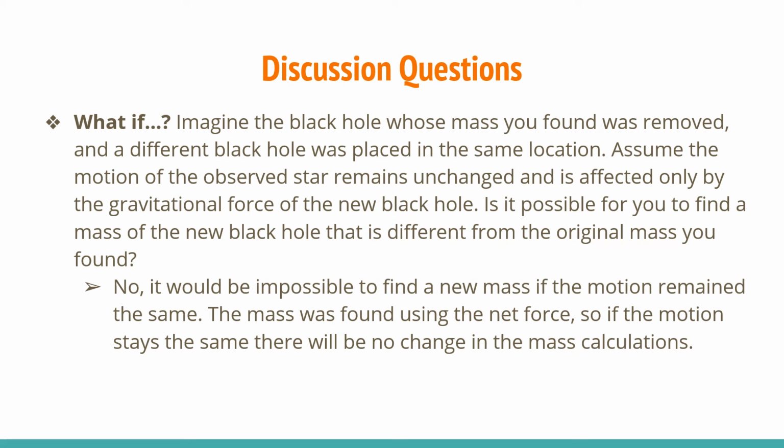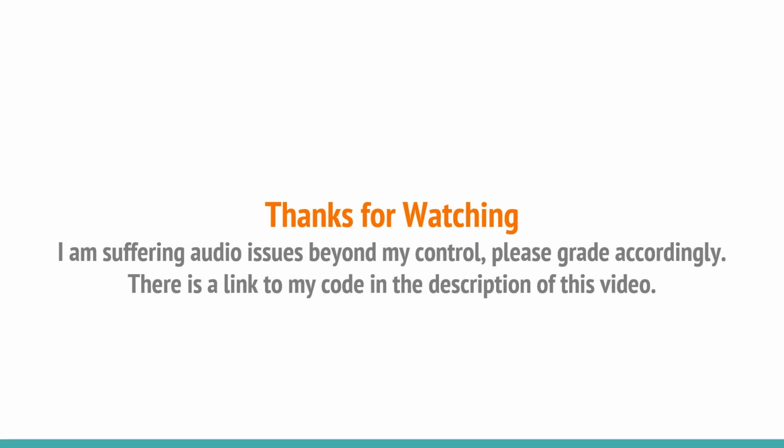We are asked if we would be able to find a new mass for a black hole if we were to replace it with a different hole of a different mass, but the motion remained the same. We would not be able to because the mass was calculated using net force. If the motion of the star remains the same, the net force will remain the same, giving us the same mass we originally calculated. This concludes my Lab 3 presentation.